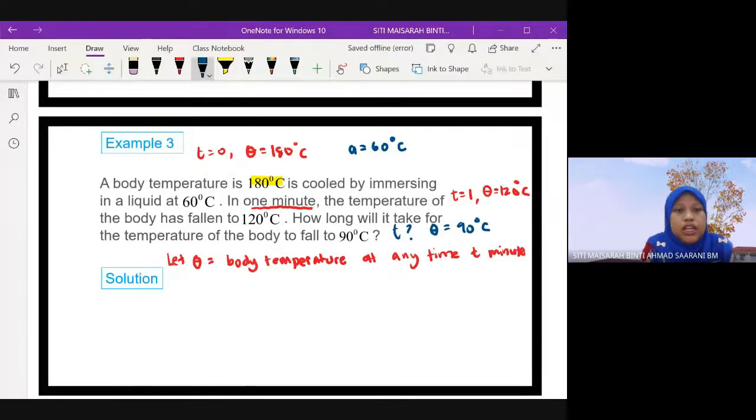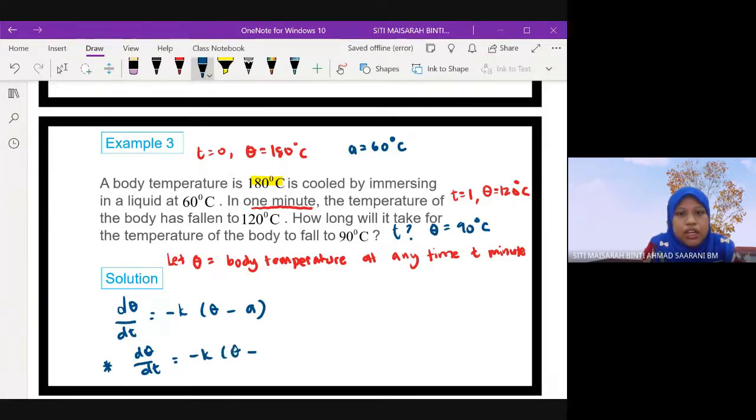So which is related to Newton's law of cooling. So the differential equation, if we follow the basic form, is d theta over dt equals negative K (theta minus A). In this case A is 60. So the differential equation becomes d theta over dt equals negative K (theta minus 60). Start from here, find theta in terms of time, and then substitute theta 90 to get T.